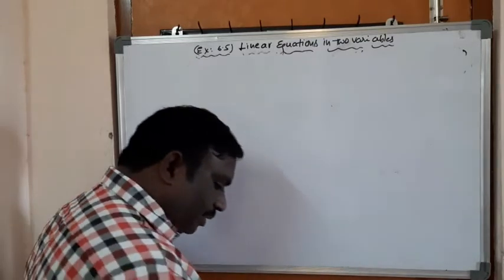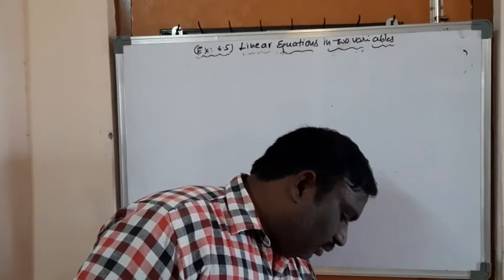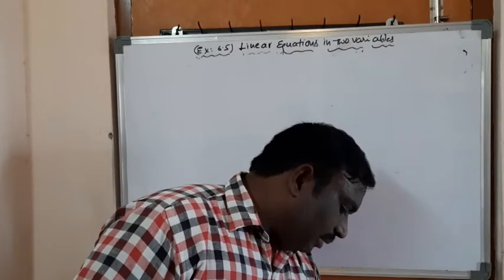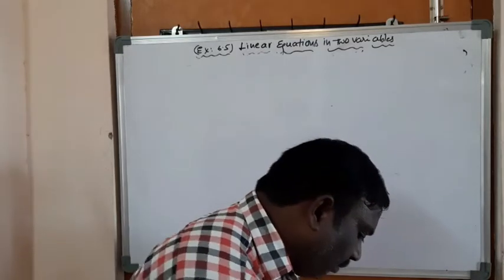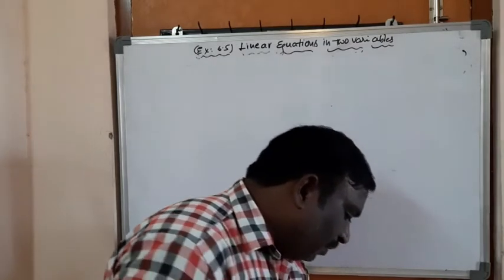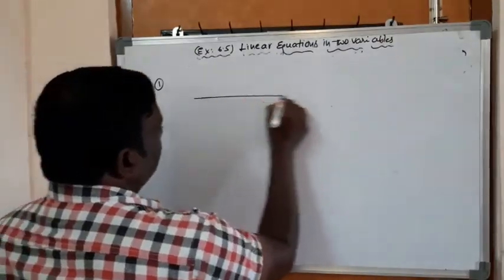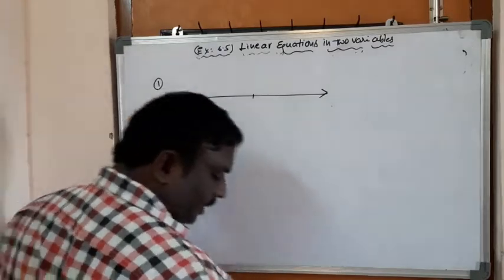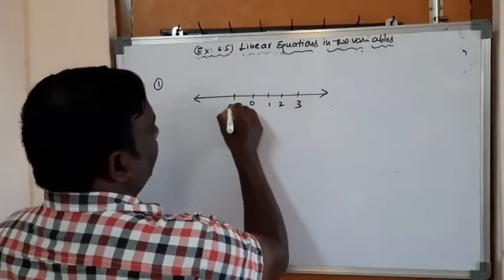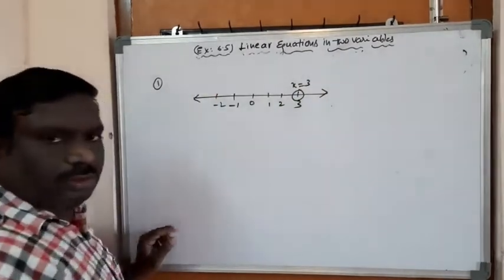Give a graphical representation of the following on the number line and on the Cartesian plane. The first one is x equal to 3. On the number line, you can just draw the number line: 0, 1, 2, 3, minus 1, minus 2. Then mark x equal to 3. That is a number line.